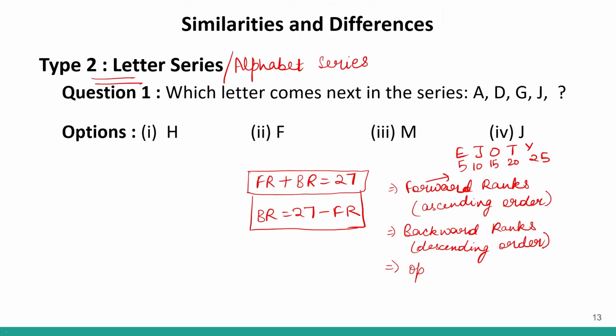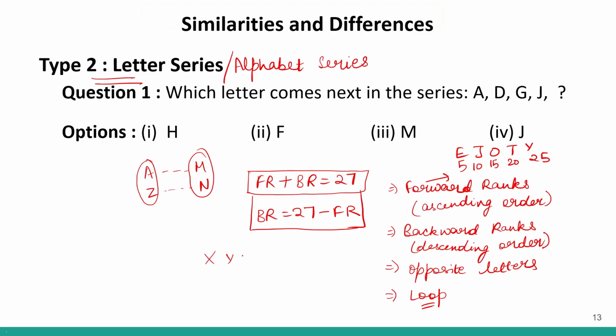Then we discussed the concept of opposite letters. For opposite letters, we used to write letters in a certain way, A to M, then below this, we used to start with N up till Z, where A is opposite Z and M is opposite N. So this was the concept of opposite letters. Then we also discussed the concept of loop. What do we mean by loop? If we have X, Y, Z and we have to move 2 positions forward from Z, we'll start again from A and reach B, since there are no alphabets after Z. So this was also a concept that we discussed.